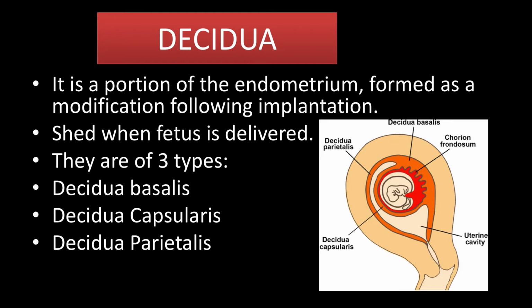Now, what is decidua? Decidua is that part of the endometrium which is shed along with the fetus after delivery. After implantation, the modifications that are formed within the endometrial lining in the uterine cavity are called decidua, and this comprises three types. We have decidua basalis, decidua capsularis and decidua parietalis, depending on the positioning that they have in relation to the fetus.